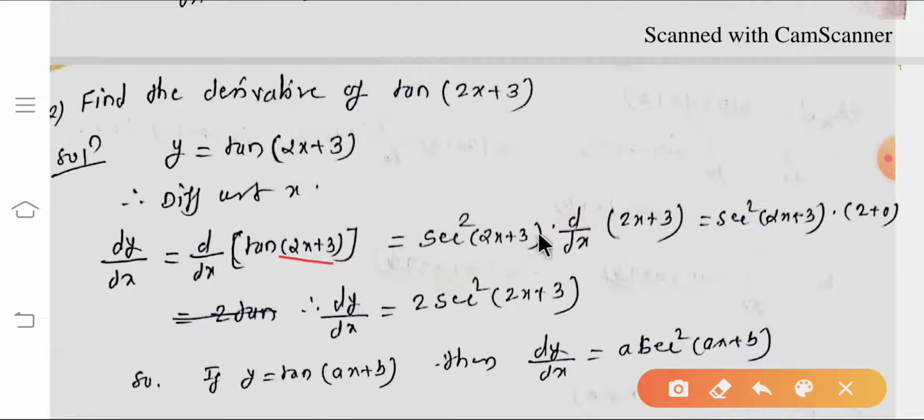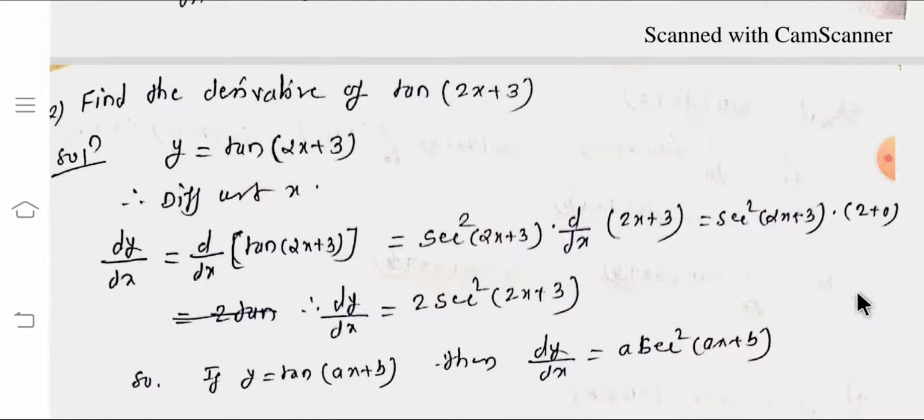Again we need the derivative of 2x plus 3, because this is a function of a function. The derivative of 2x is 2, and the derivative of 3 is 0, because 3 is a constant. So 2 plus 0 comes. Therefore dy by dx is nothing but 2 secant square of 2x plus 3. Hence the solution. So in general, remember, if y equal to tan of ax plus b, then dy by dx is a into secant square of ax plus b.